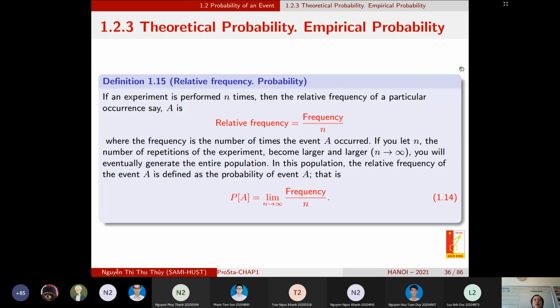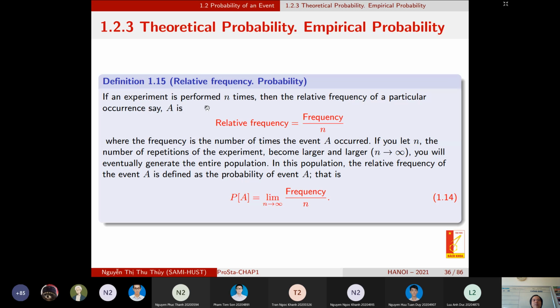And now we consider the other way to define probability. The classical probability has a drawback, because it assumes that every outcome is equally likely. But in reality, sometimes the assumption does not hold. So we need another way to define the probability of an event. This is called the empirical probability, or we can say the statistical definition of probability.